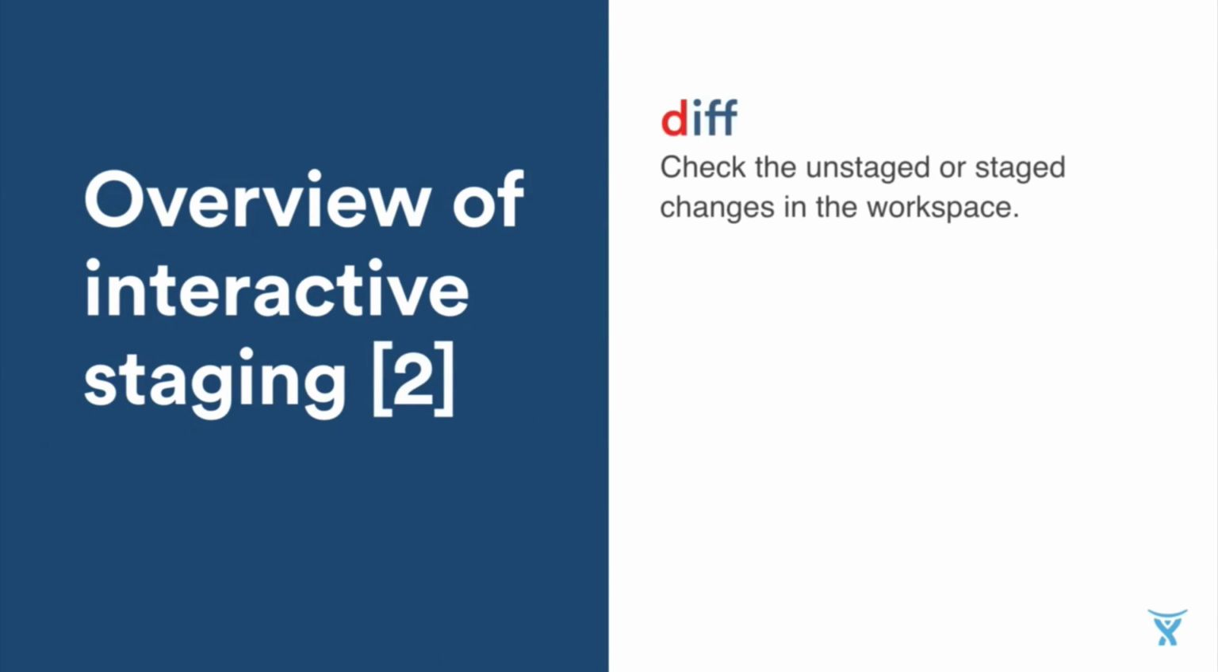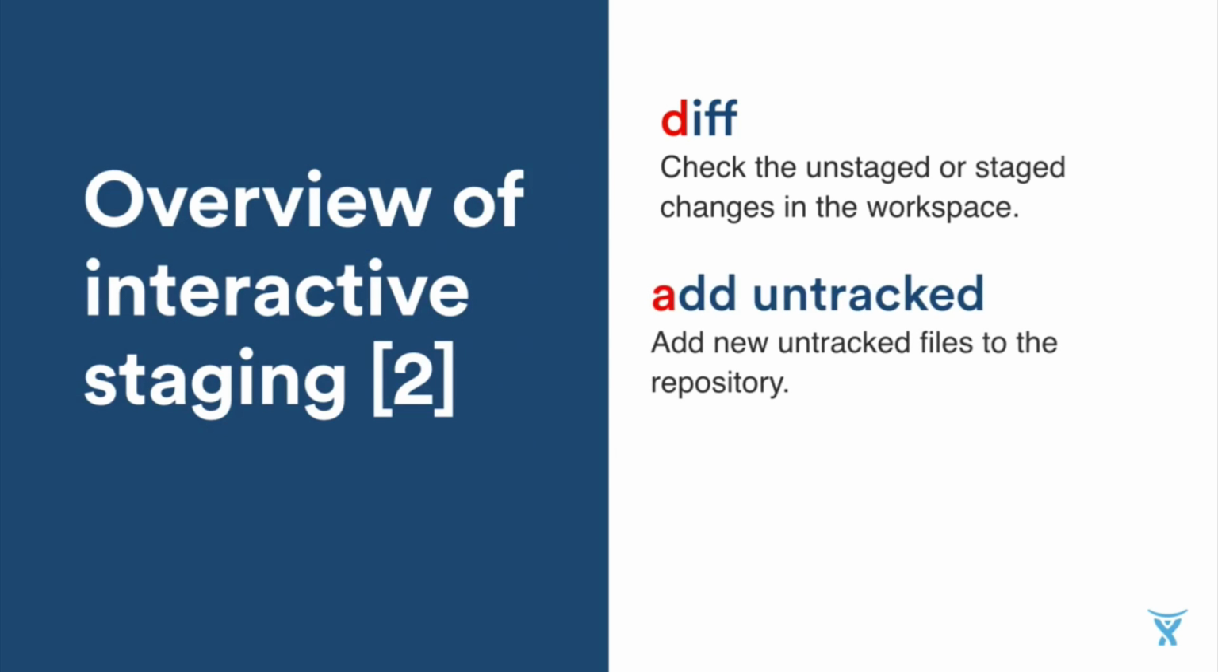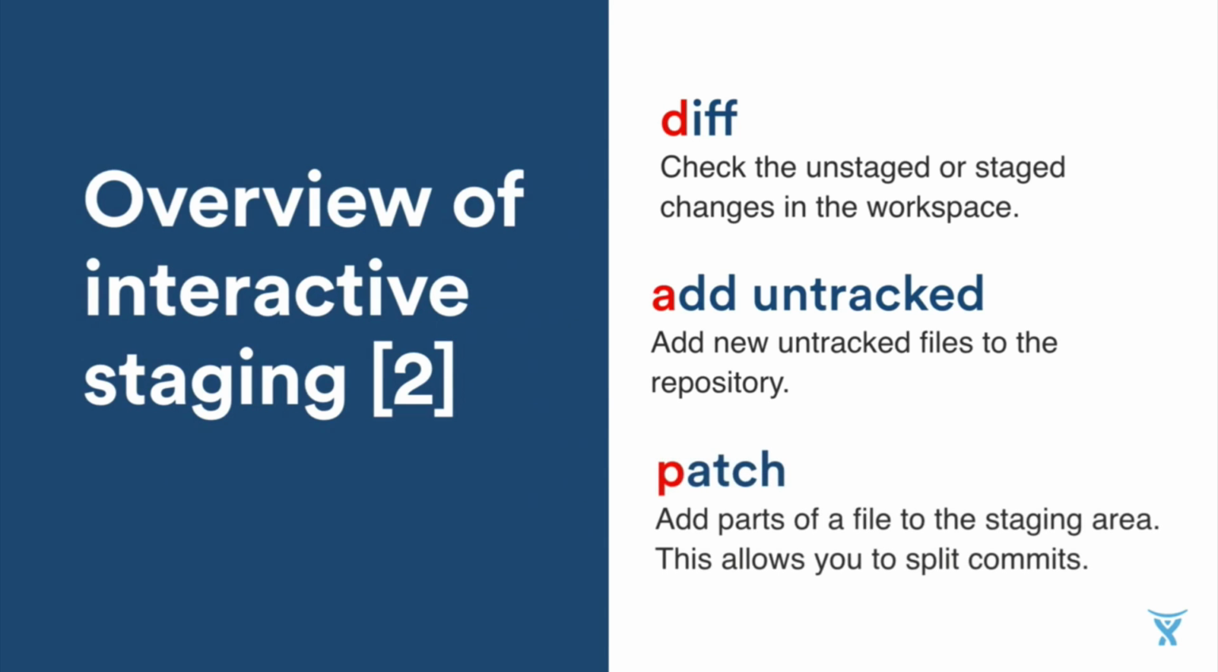Diff, obviously, is like typing git diff. Add untracked is the same as git add when you're adding a file that is not in your repository yet. And the most interesting one, and the one that I want to show you and demo to you, is patch. So patch is the command that allows you to decide in a single file what to do line by line. Do I add this line to the next commit, or do I not?